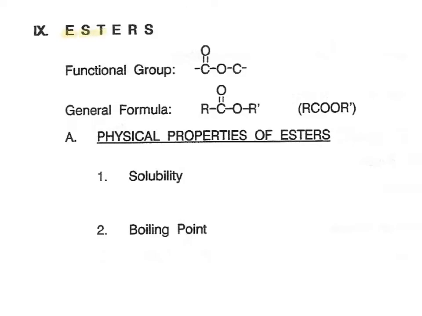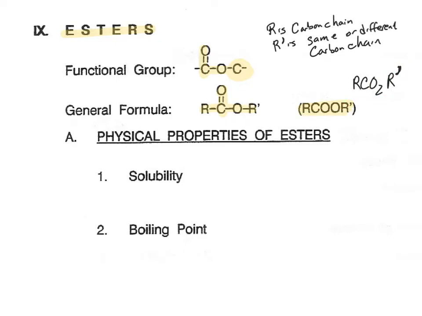Let's look at esters. Esters have a C double bond O, an oxygen, and then a carbon on the other side. This has the general formula RCOOR', and it can be written as RCO2R'. Notice that we do have an R prime. R prime just means that the R groups can be the same or possibly different. Very likely to be different in this case.